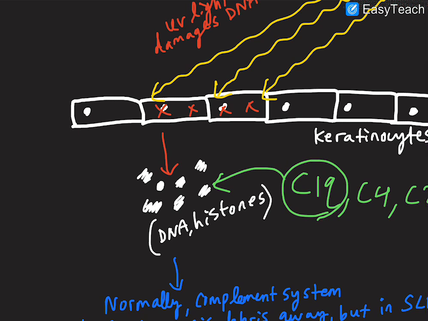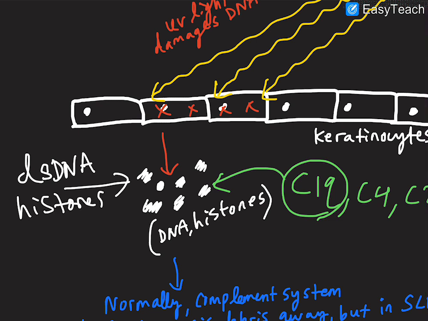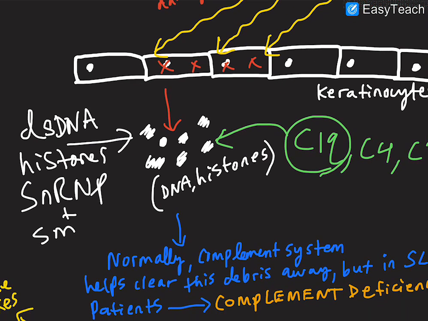These are double-stranded DNA. Let's label this. So these are double-stranded DNA. We also have histones that can leak out due to apoptosis. And we have small nuclear ribonucleoproteins, snRNPs, which we know can combine with certain Smith proteins and become SnRPs, which are important for when we talked about splicing. So these nuclear materials that leak out due to cell damage from UV rays can be double-stranded DNA, histones, and snRNPs.